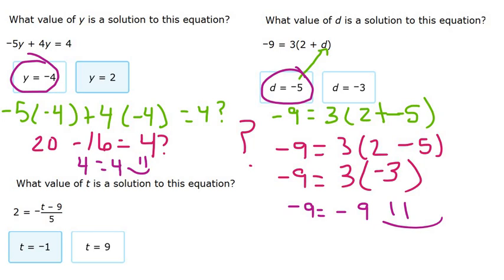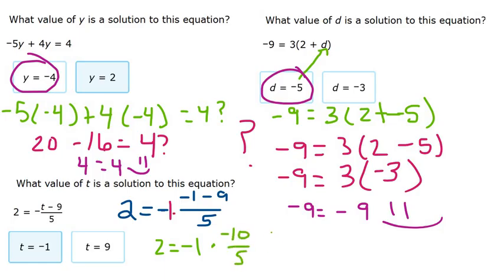And for the last one, we'll try the negative 1 first. So we'll put this in there carefully. Does 2 equal a negative in front, and then negative 1 minus 9 over 5? This is really saying negative 1 times that fraction right there. That's what's really occurring. So we're going to simplify the top of that fraction first. Negative 1 minus 9 is a negative 10. So we have 2 equals negative 1 times negative 10 over 5. That's the question.